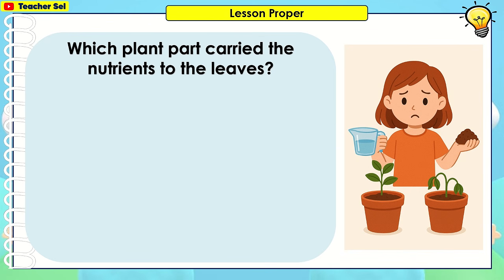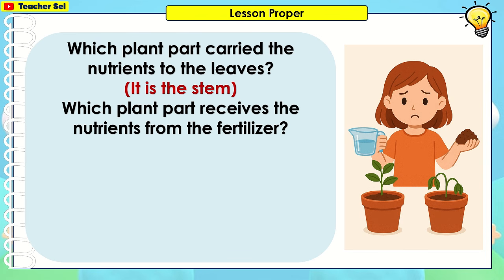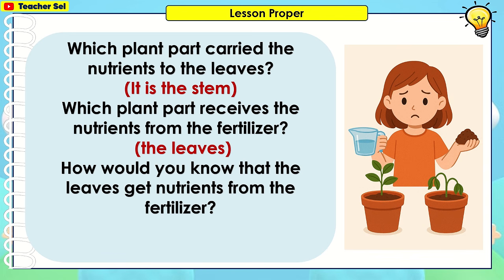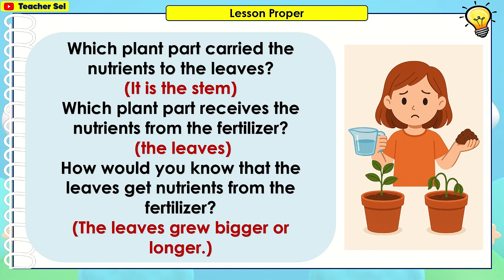Which plant part carried the nutrients to the leaves? It is the stem. Which plant part receives the nutrients from the fertilizer? The leaves. How would you know that the leaves get nutrients from the fertilizer? The leaves grew bigger or longer.